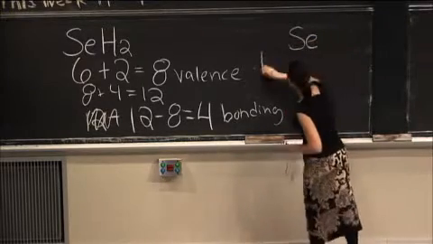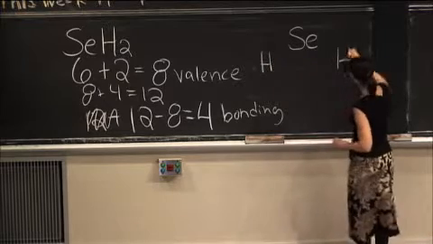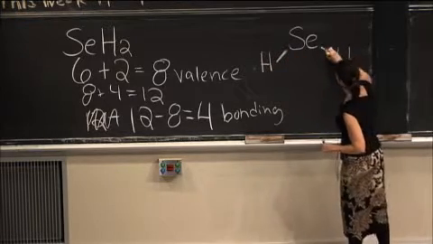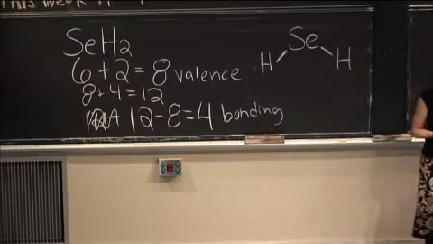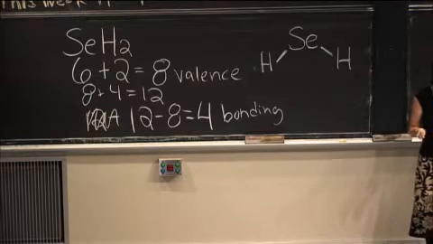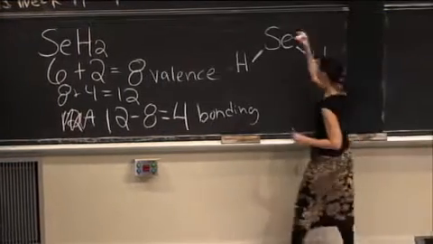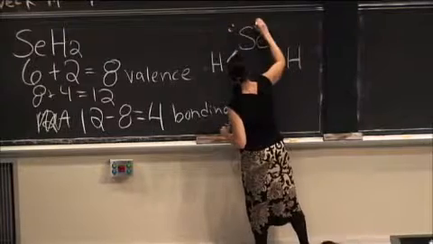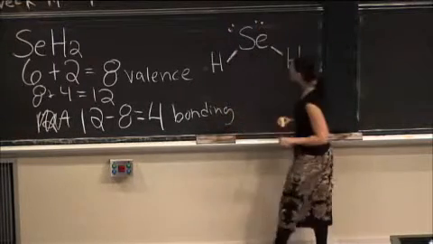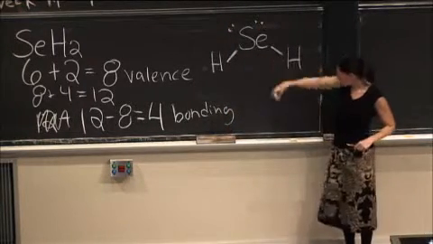So we have SeH2. We can do our 4 bonding electrons. How many valence electrons do we have left? 4. That's right. So we need to fill our octet for selenium. So 1, 2, 3, 4. So this is our Lewis structure here.